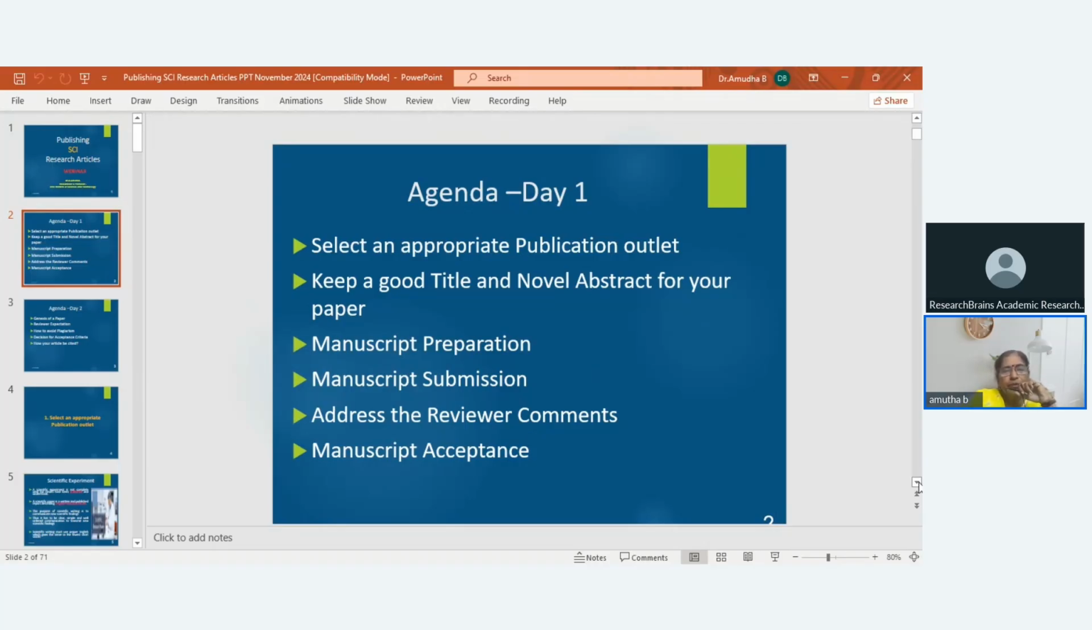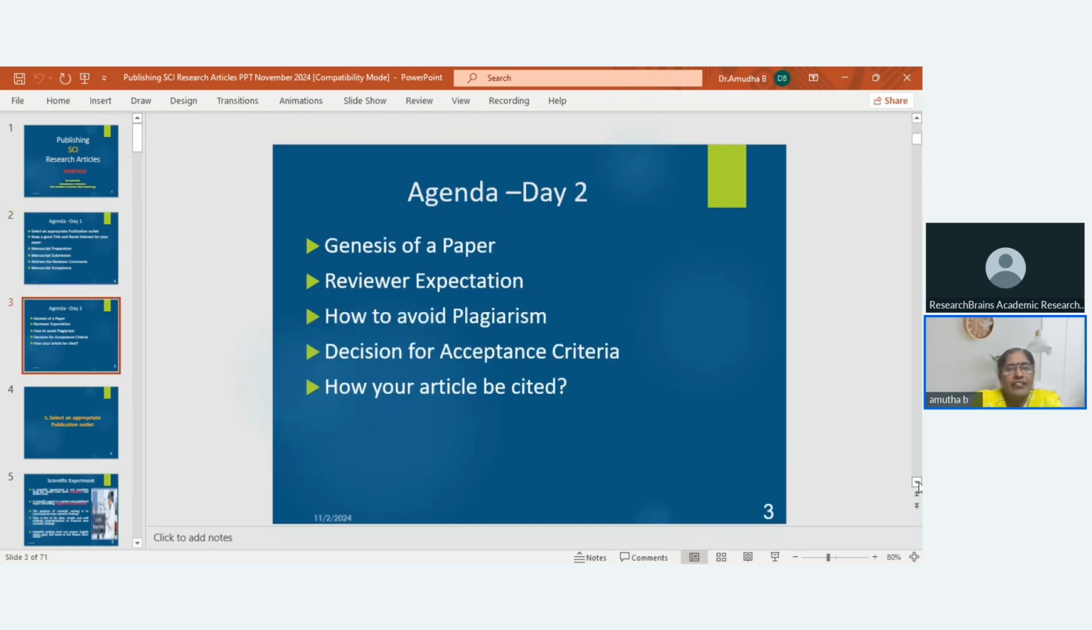The second point is to keep a good title and novel abstract for your paper. How will you prepare your manuscript, how will you submit it, and to which journal will you submit it? What kind of reviewer comments will you receive for your paper, how have the comments to be received and addressed by you, and what kind of suggestions are required to address the reviewer comments? Finally, how will the manuscript be accepted? These are the agenda points of today. Tomorrow we'll be having the genesis of a paper, reviewer expectations, how to avoid plagiarism, the decision and acceptance criteria, and how your article will be cited.